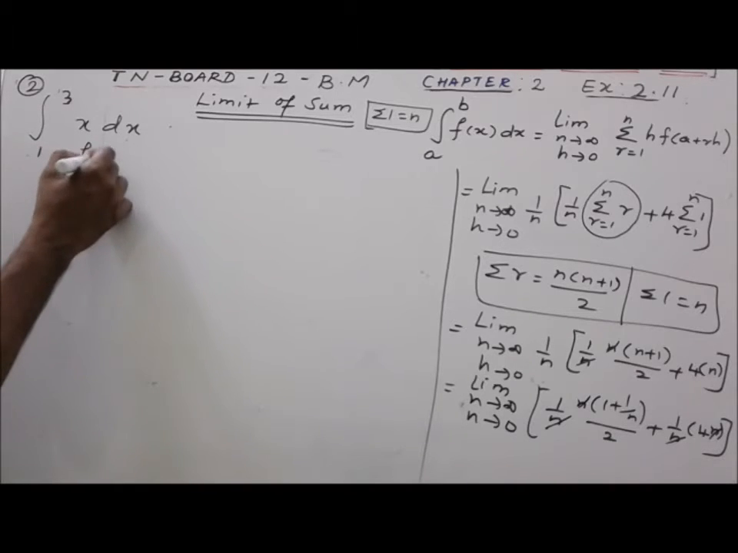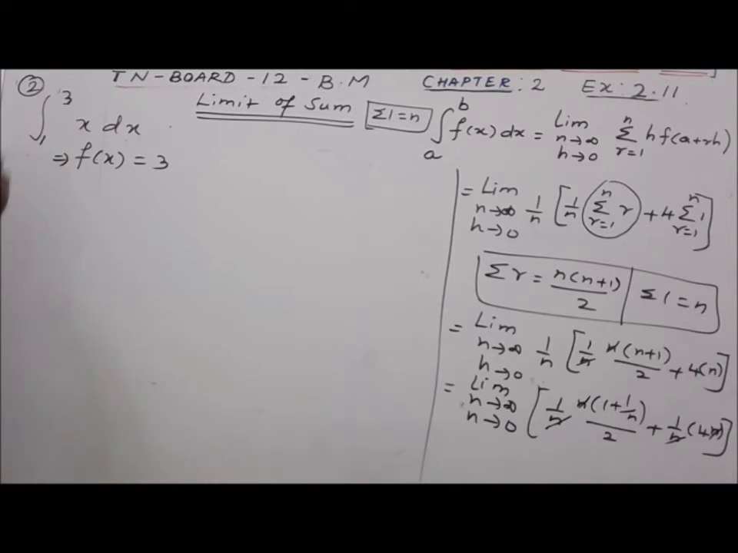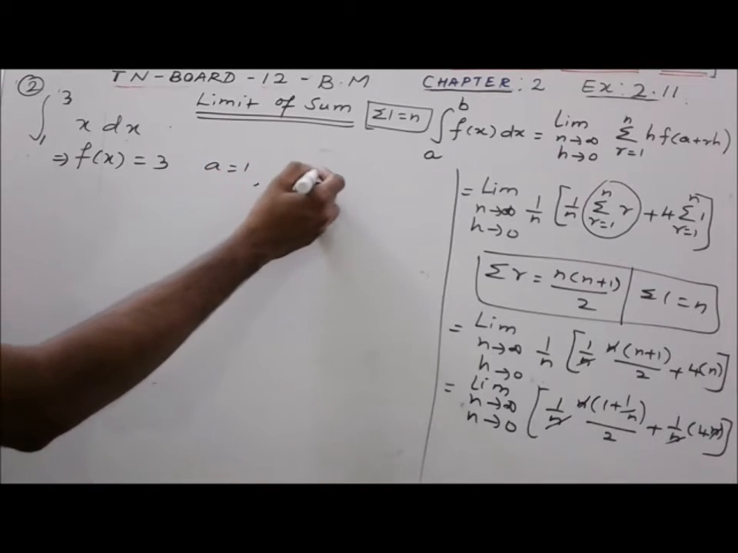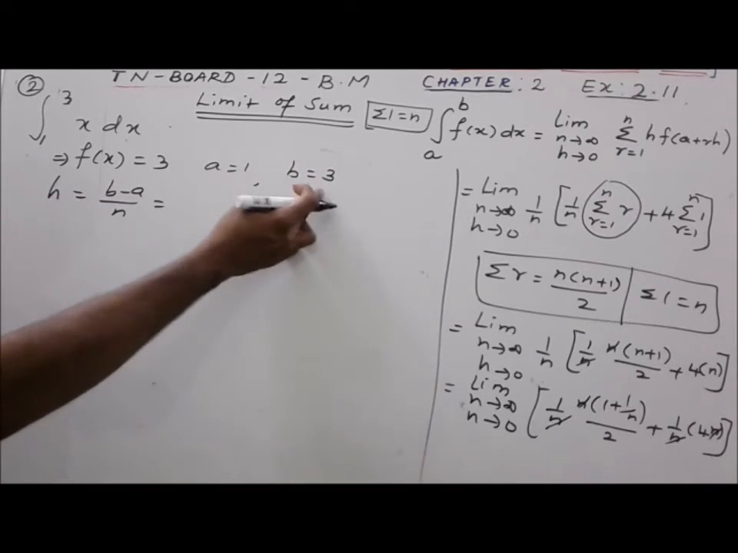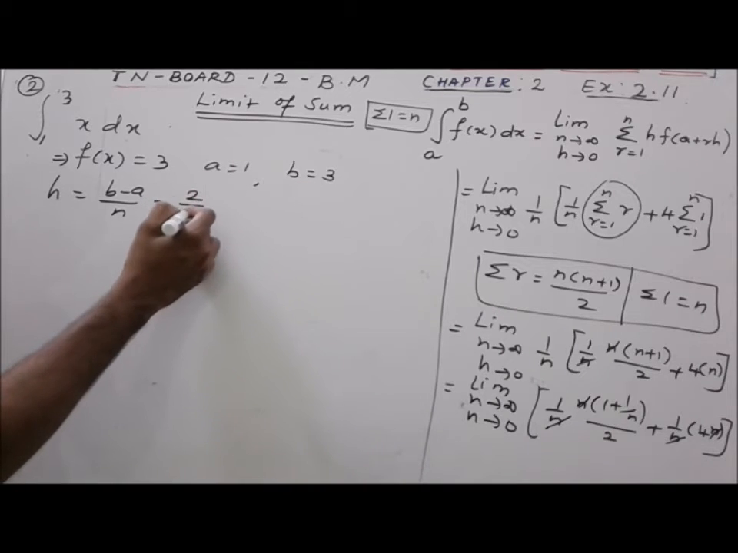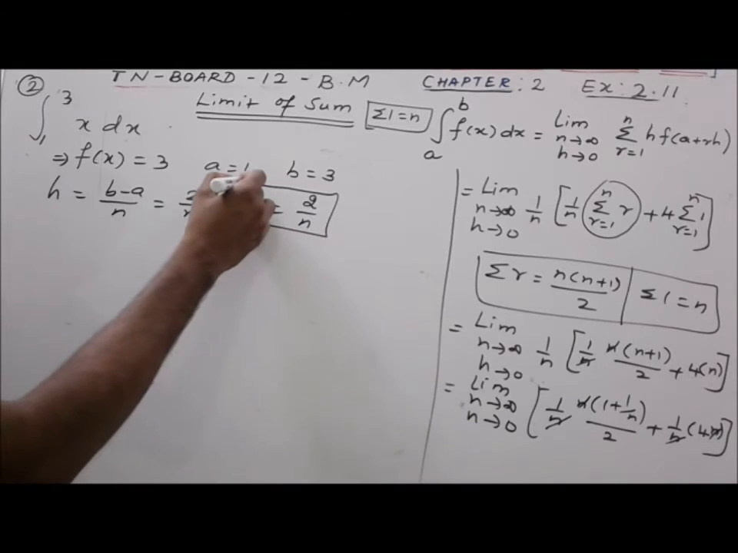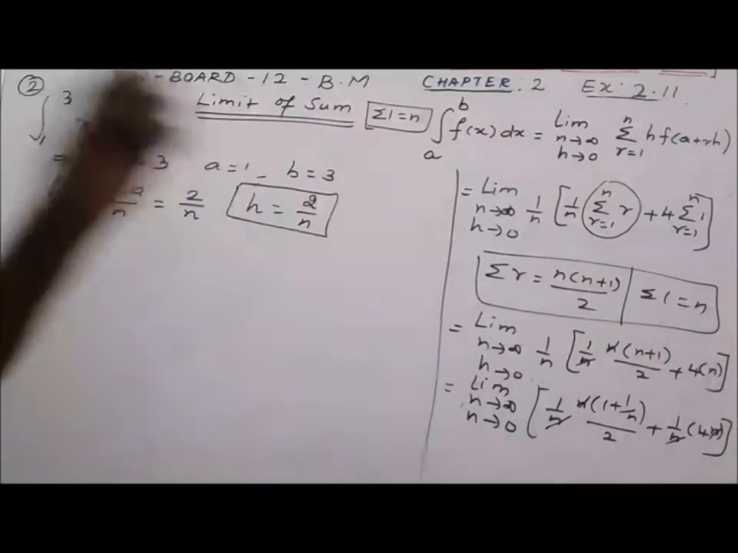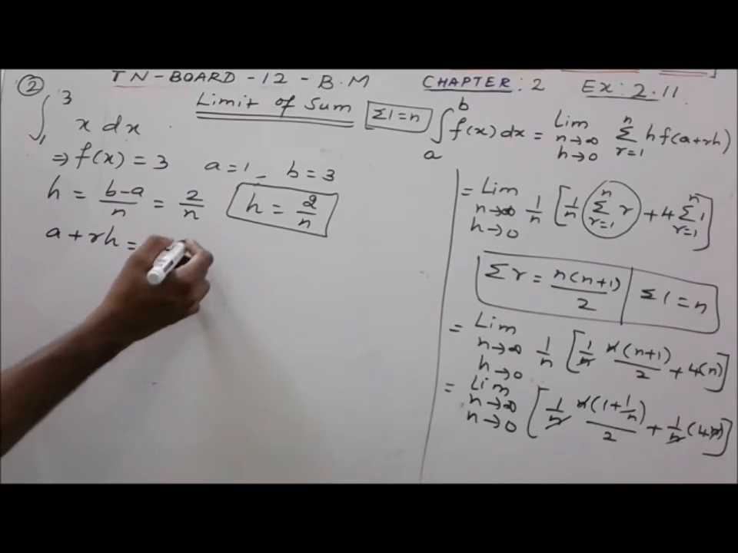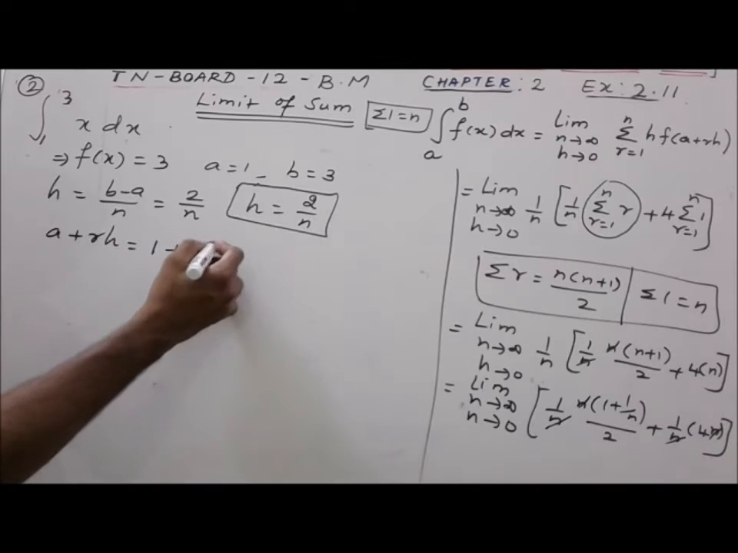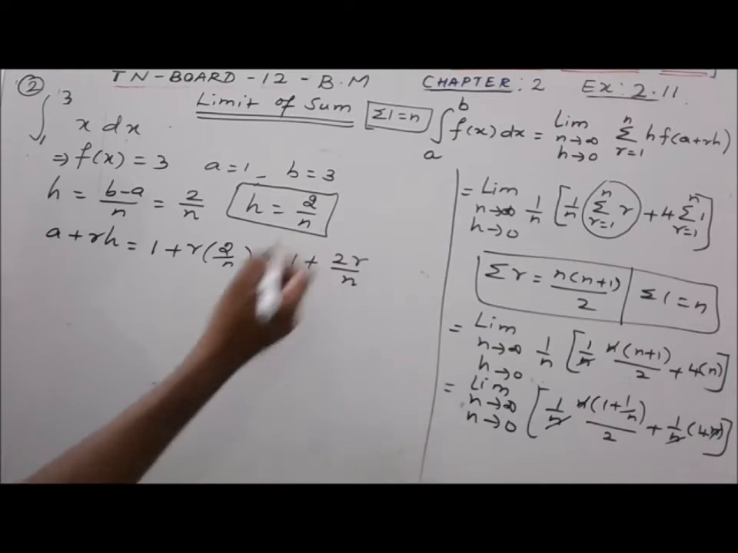Here f of x is equal to x, given f of x is equal to x, and a equal to 1, b equal to 3. h is equal to b minus a by n. b minus a means 3 minus 1 divided by n. So h is equal to 2 by n. Now f of a plus rh, a plus rh is equal to a is 1 plus r into h value 2 by n. Simplifying this, we will get 1 plus 2r divided by n.